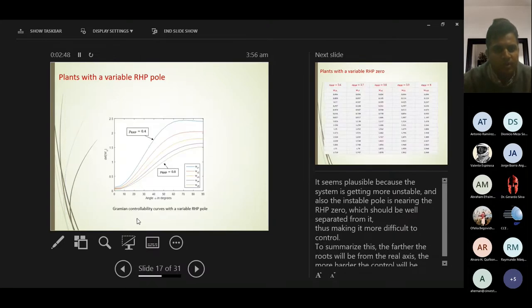Similarly, this can be visualized in the form of a graph, in which along the x-axis the angle alpha is covered in degrees and the y-axis represents the controllability characteristic value. As the value increases, the controllability characteristic is going to decrease as well.